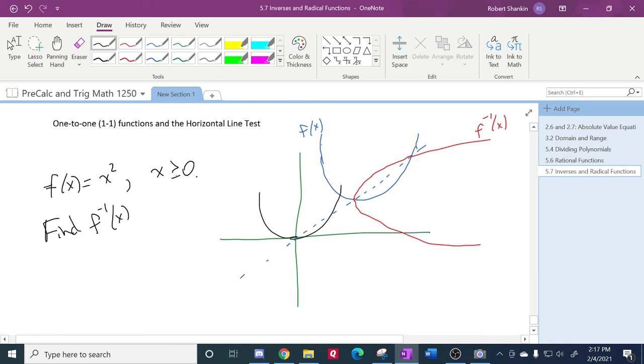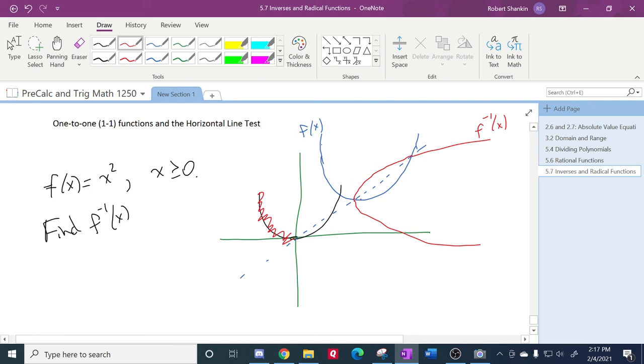But when they say x greater than or equal to 0, they're wiping out this part. And now it passes the horizontal line test. Horizontal lines, when you reflect them across the line y equals x, become vertical lines. So if it passes the horizontal line test, we call it a one-to-one function. And then that will have an inverse function.